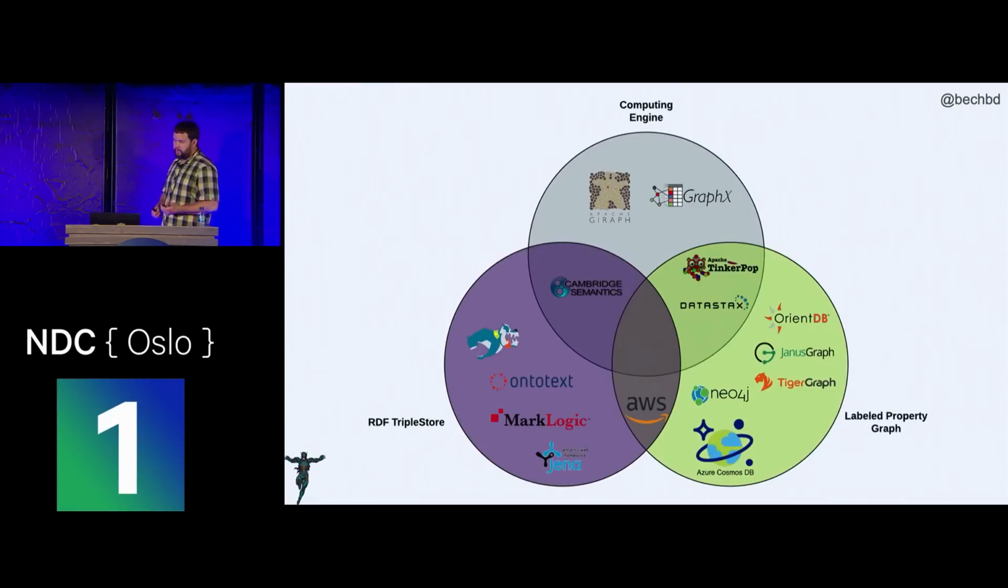But unfortunately, just like everything else in the world, the buckets aren't as clean as one would hope. You end up with an overlapping Venn diagram of how these things work. I work for DataStax, and even DataStax Enterprise Graph, the one that I work with all the time, is both a computing engine and a labeled property graph. So there's not as clean a distinction as one would hope between the different types of databases. So it does get very confusing.